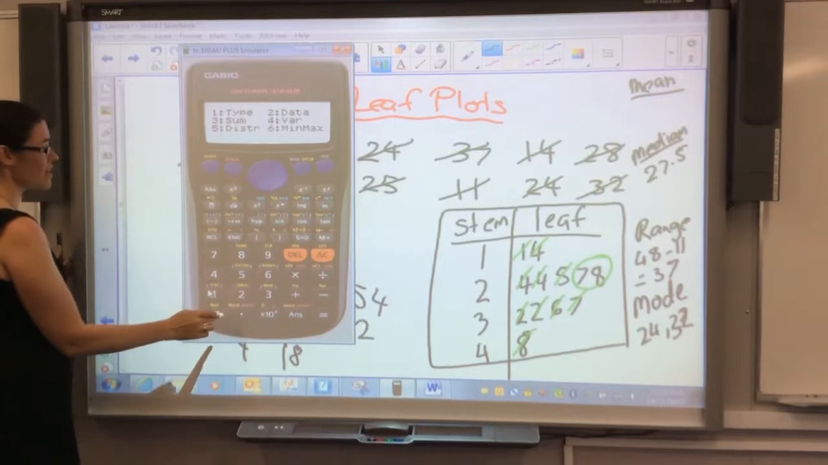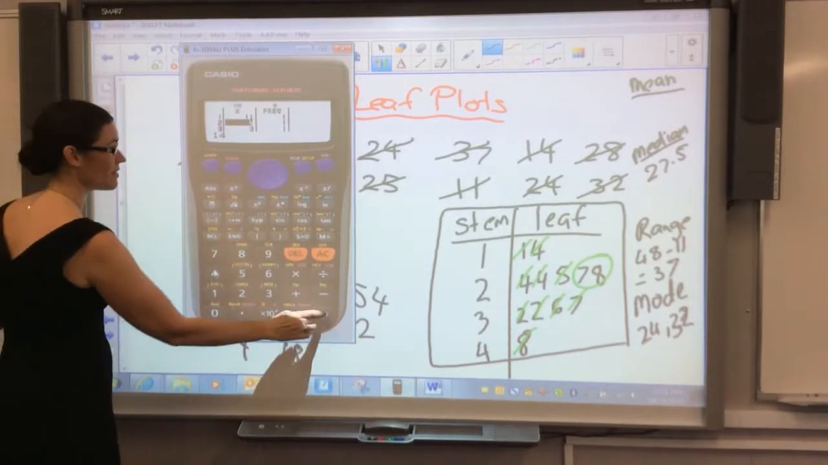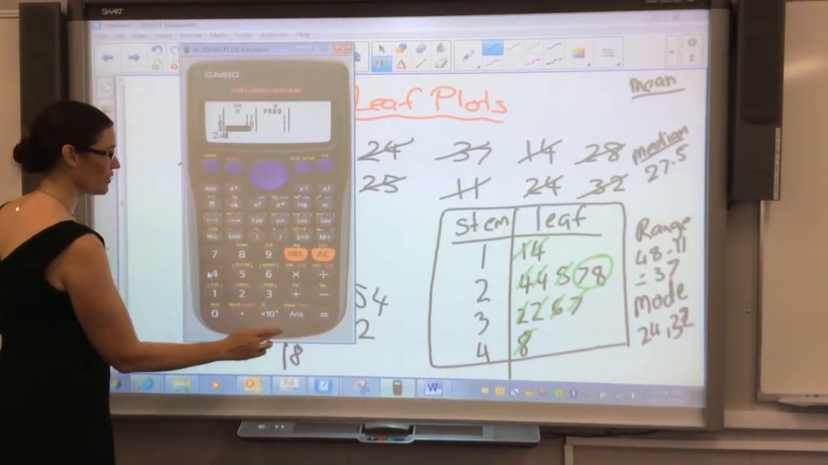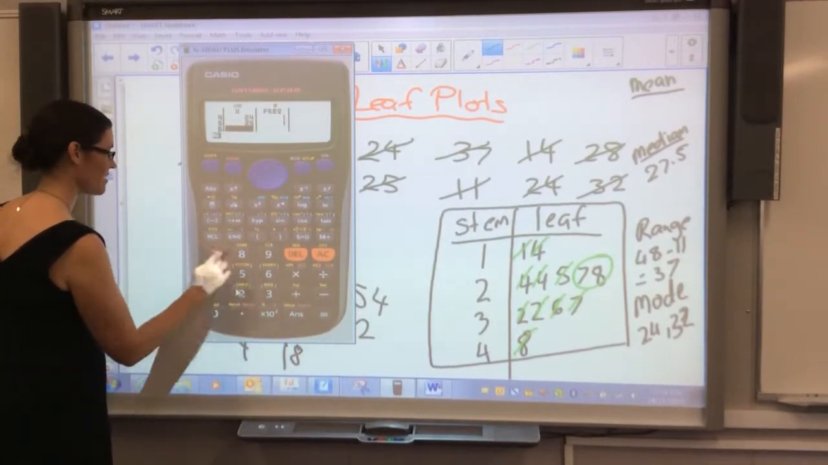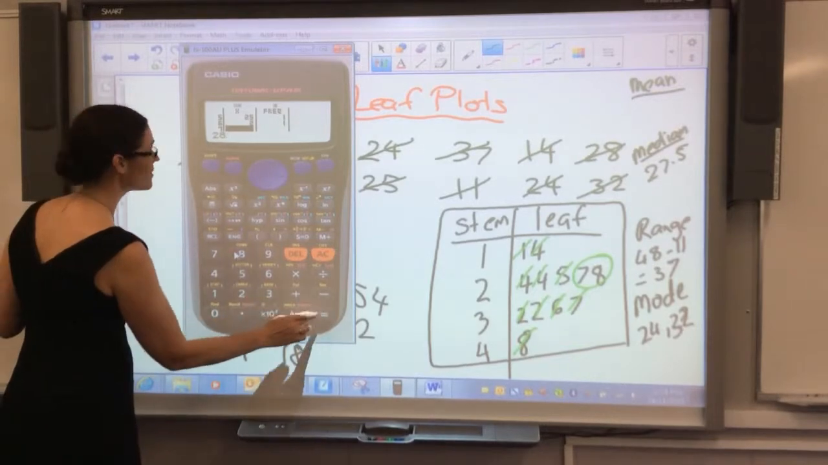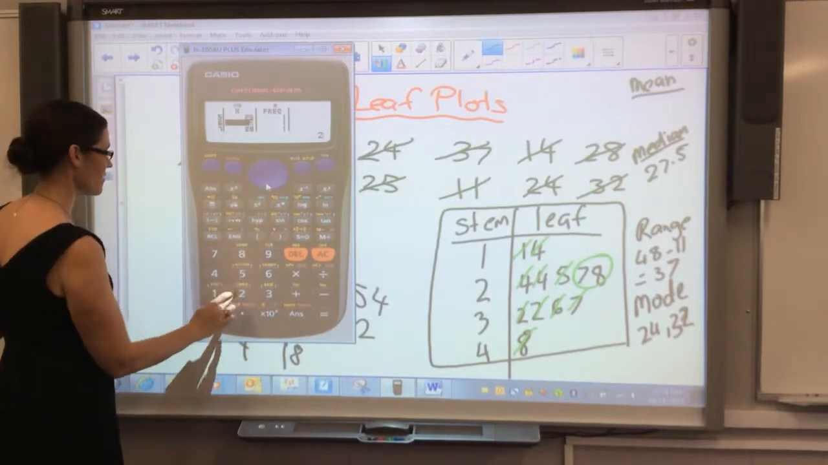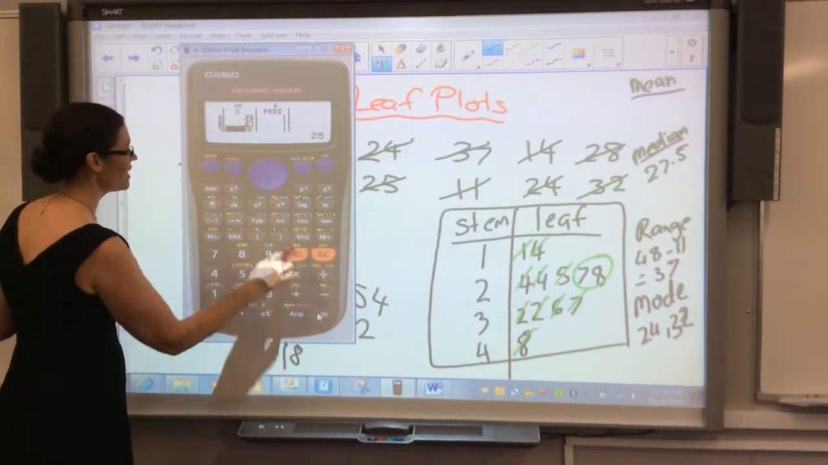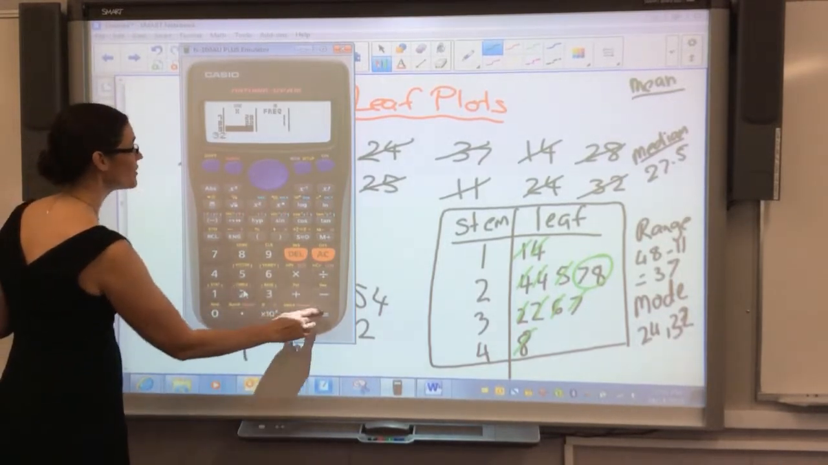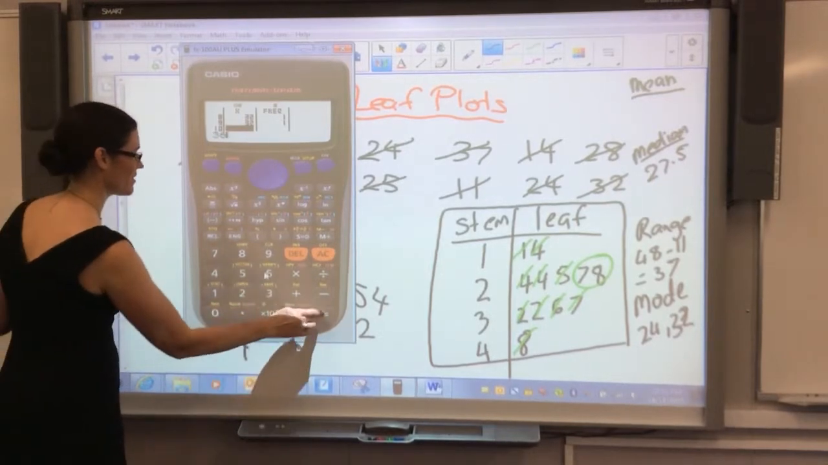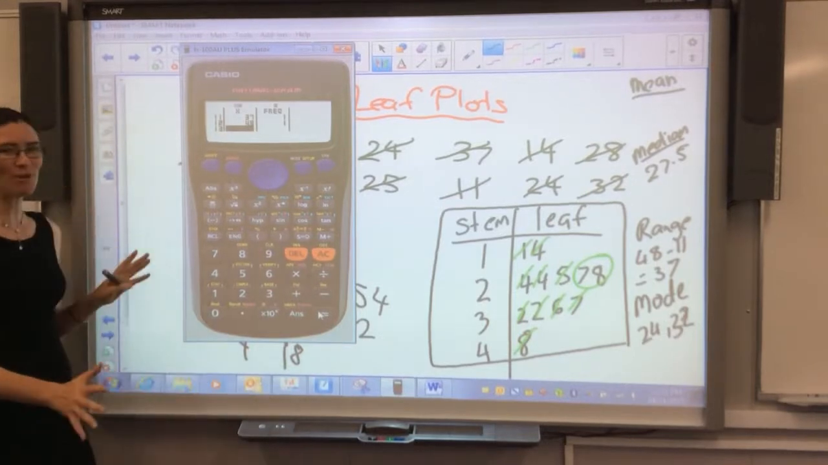Shift stat. Let's go to our data. Let's put them in. What have we got? 11, 14, 21, 24, 24, 25, 27, 28, 32, 32, 35, 36, 37, 49. Alright, we've got them all in.